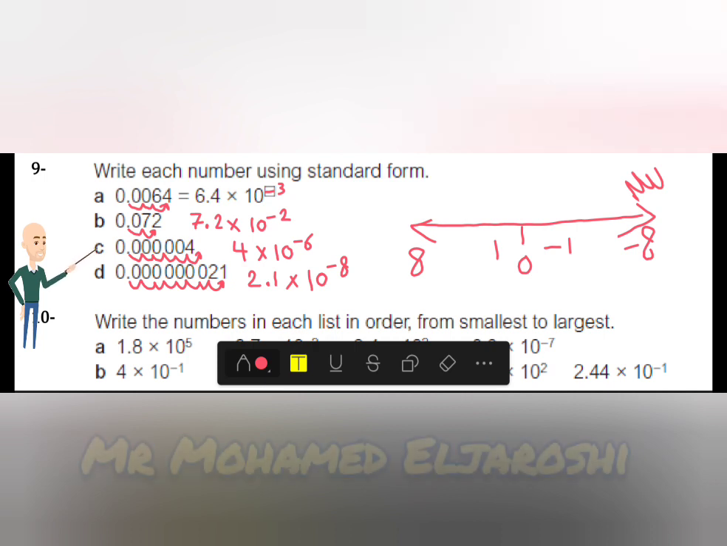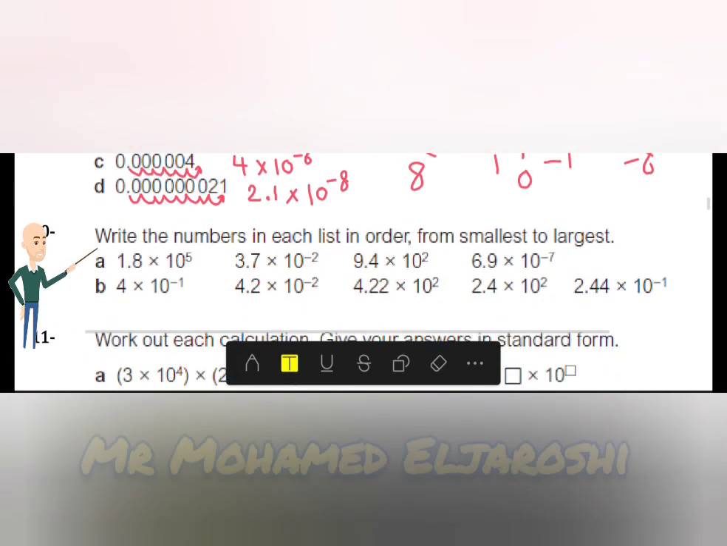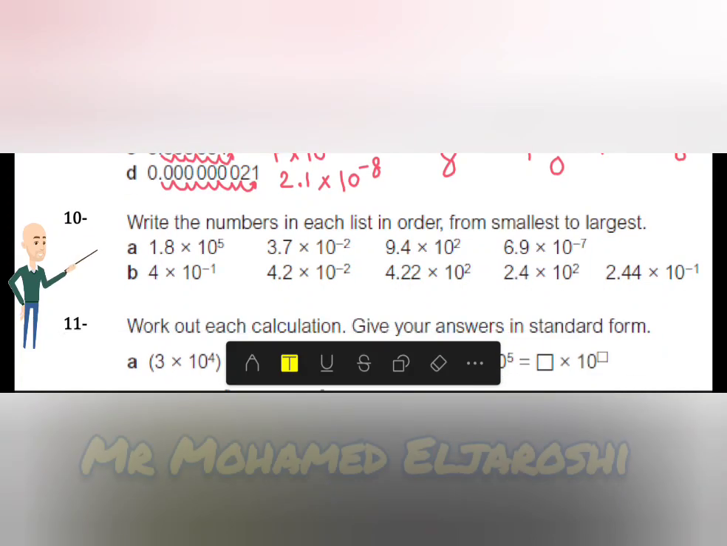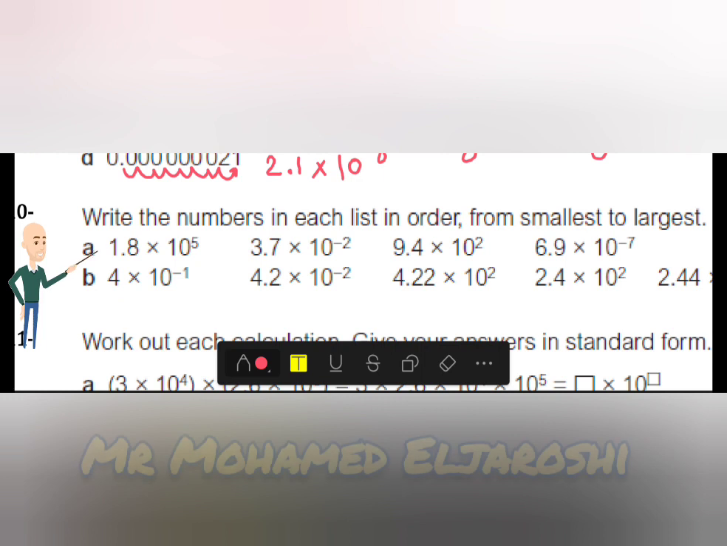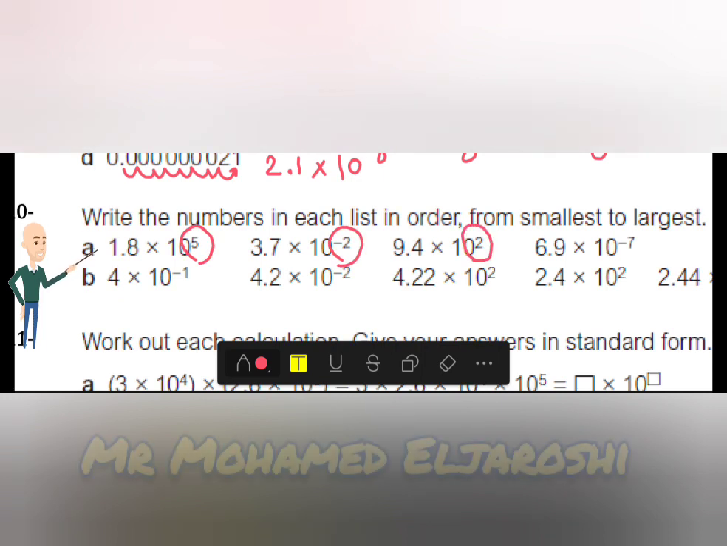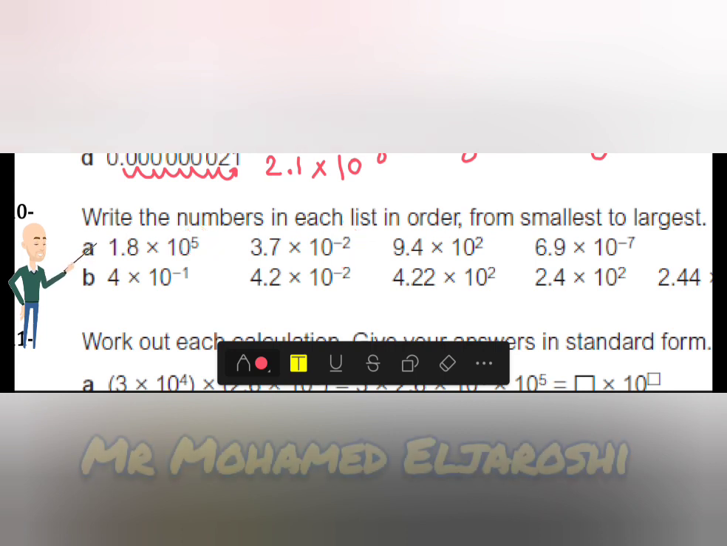Now let me show you how to do this here. Let's take a look at the first group here, group A. Okay. First thing, let's take a look at the powers. Here we have power of 5, negative 2, 2, and negative 7. So which one is the smallest? Very good. The one that has a negative power and the biggest number. So this one is number 1. Let's put number 1 next to it.